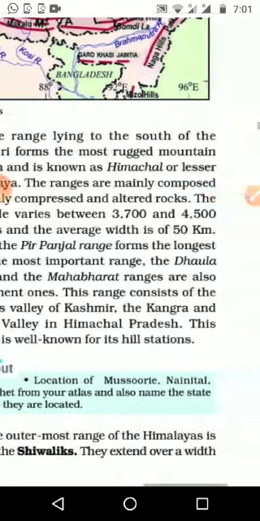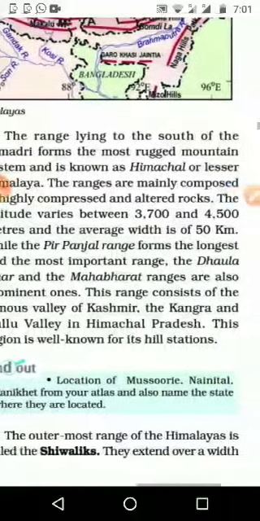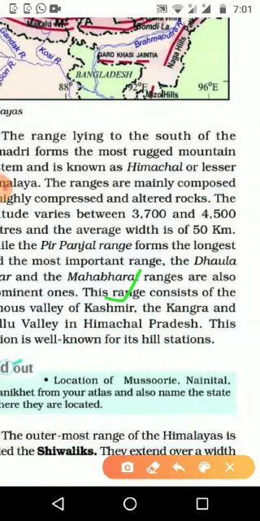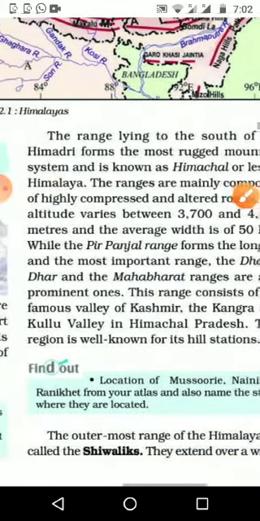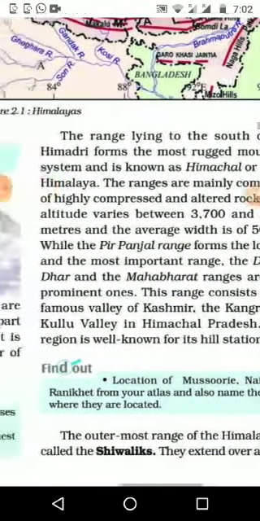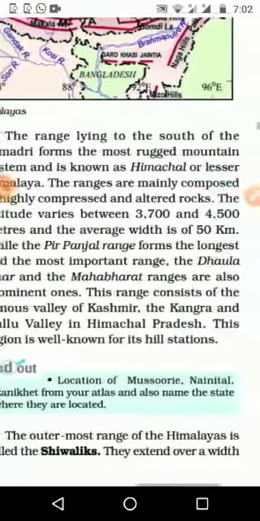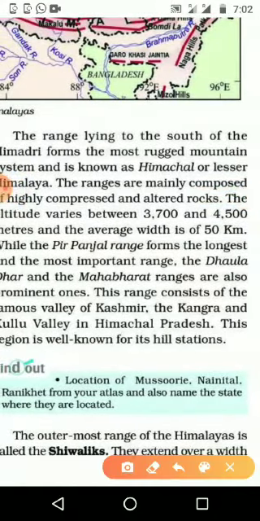These ranges consist of the famous valley of Kashmir, where many tourists come. We get many tourists and very good foreign currency because of tourism. In the Lesser Himalaya there are also the Kangra and Kullu Valleys in Himachal Pradesh. It is shared by two union territories and one state, that is Kashmir and Ladakh, as well as Himachal Pradesh. They share that type of mountains here in India.